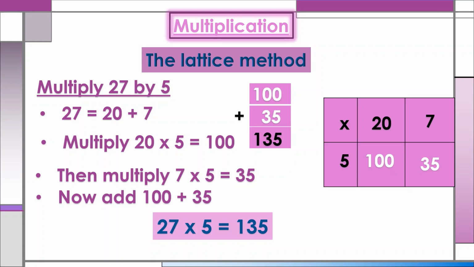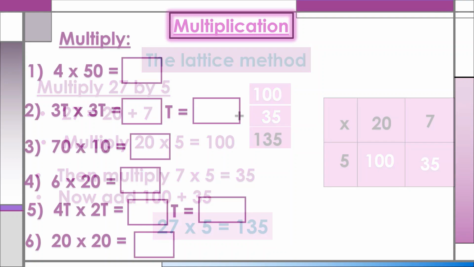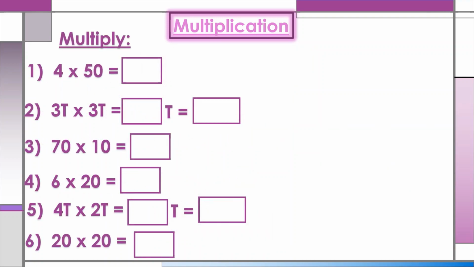Multiply. 4 multiplied by 50. 4 5s are 20, and we put this 1 zero, 200. 3 tens multiplied by 3 tens.